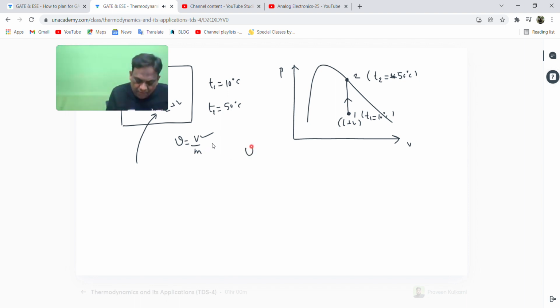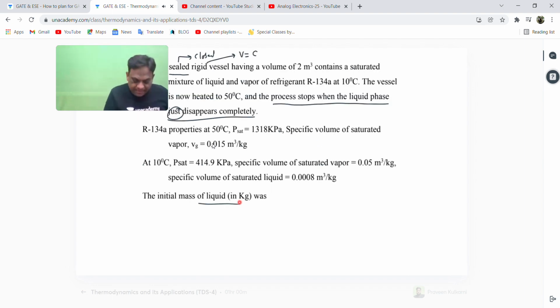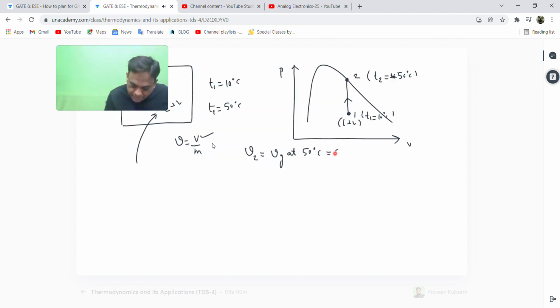So can I write the final specific volume as Vg at 50 degrees centigrade? Anyone? Why? Because finally it is saturated vapor. At 50 degrees centigrade, Vg is given. At 50, Vg is 0.015. So my dear students, can I calculate the mass?